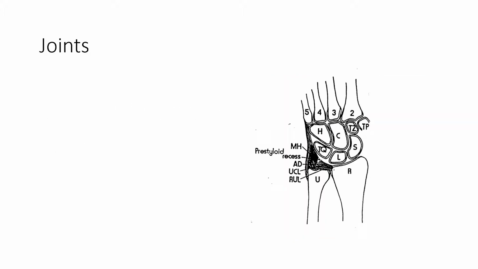All right, looking at the more distal area, where the HC, TZ, and TP connect with 5, 4, 3, and 2, that is the carpometacarpal joint.